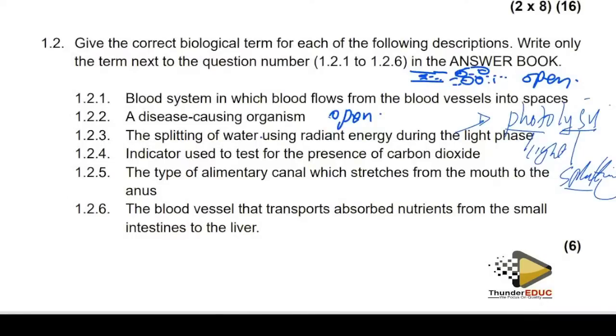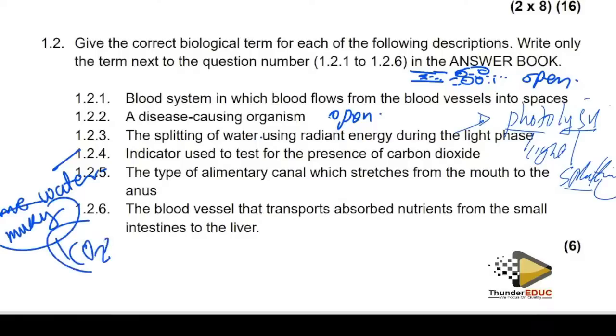The next question is saying that the indicator used to test for the presence of carbon dioxide. Carbon dioxide is tested using what you call lime water. Lime water must turn milky if carbon dioxide is present. You can add the word clear lime water, but lime water is the compound or chemical which is used to test for the presence of carbon dioxide.